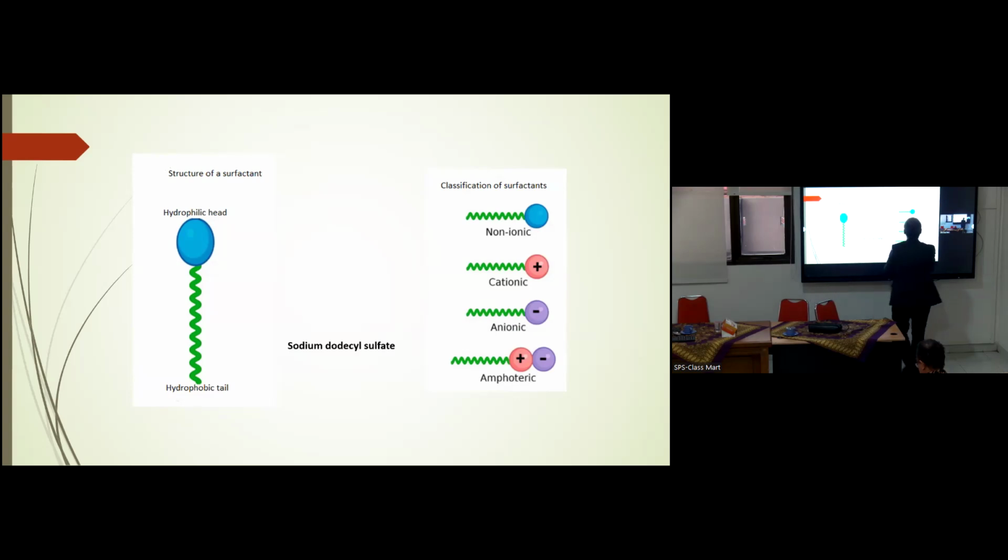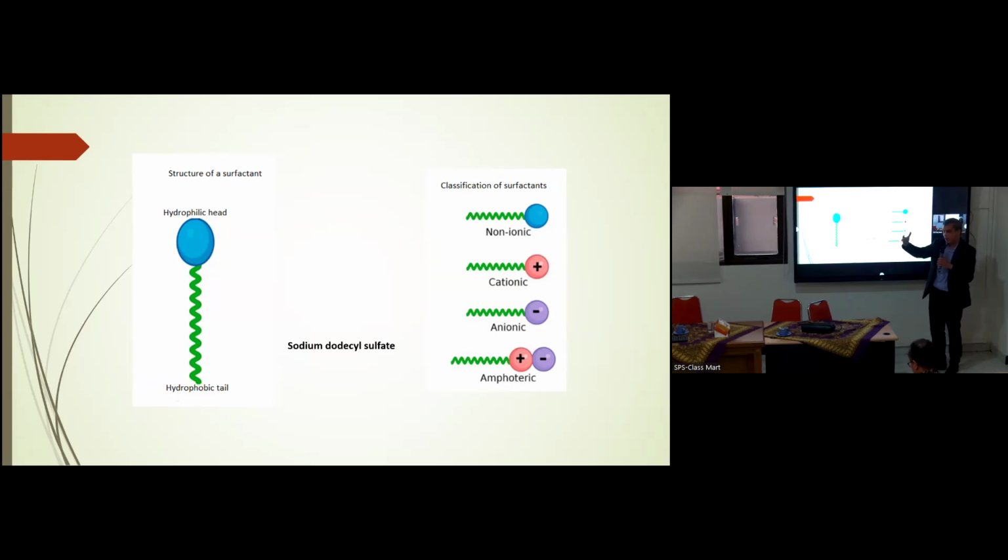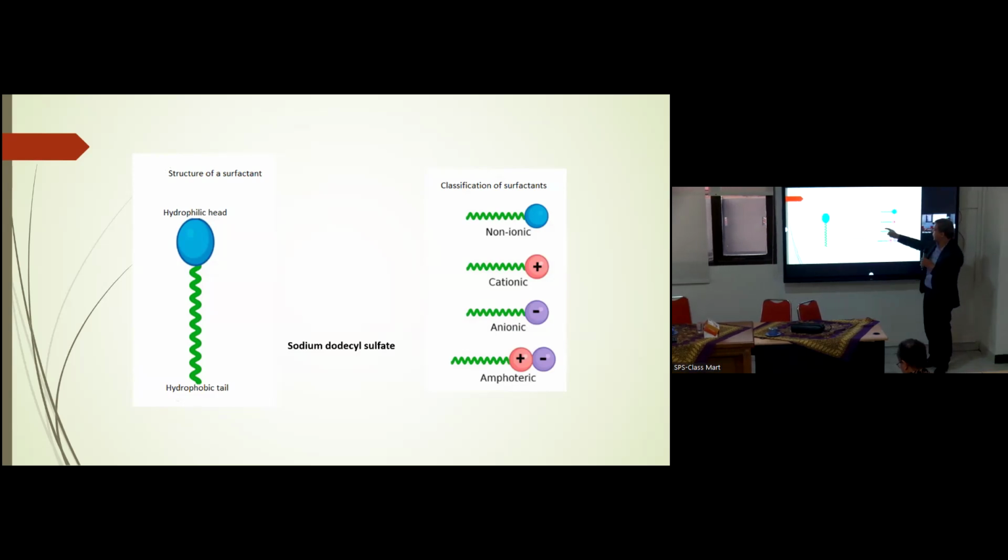And for our case, we need ionic, because we have the zinc as a cation, iron as a cation, etc. We need this part. This is sodium dodecyl sulfate, SDS.